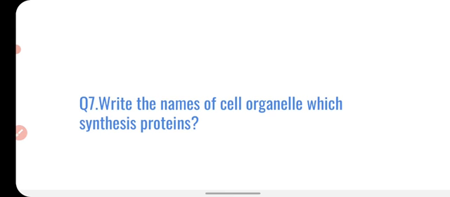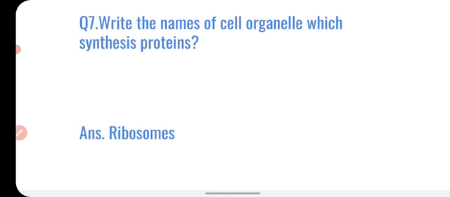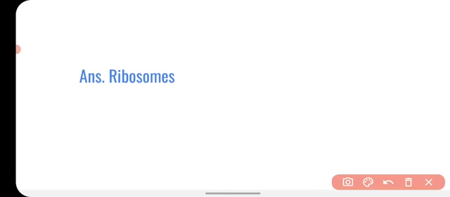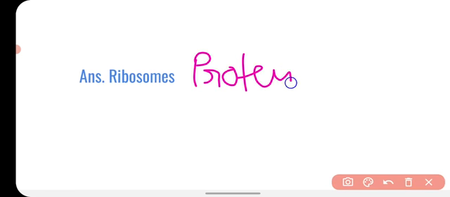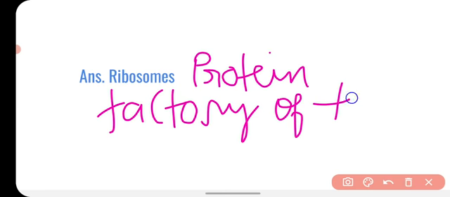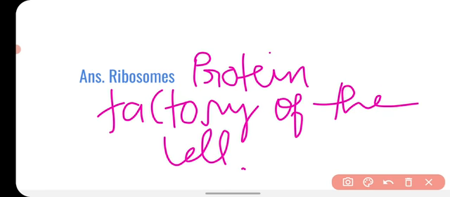Next question is, write the name of the cell organelle which synthesizes proteins. You have to write the name of that organelle which is responsible for producing protein in the cell. Do you know? Yes, this is the ribosome. Ribosomes are known as the protein factory of the cell, because they produce protein.